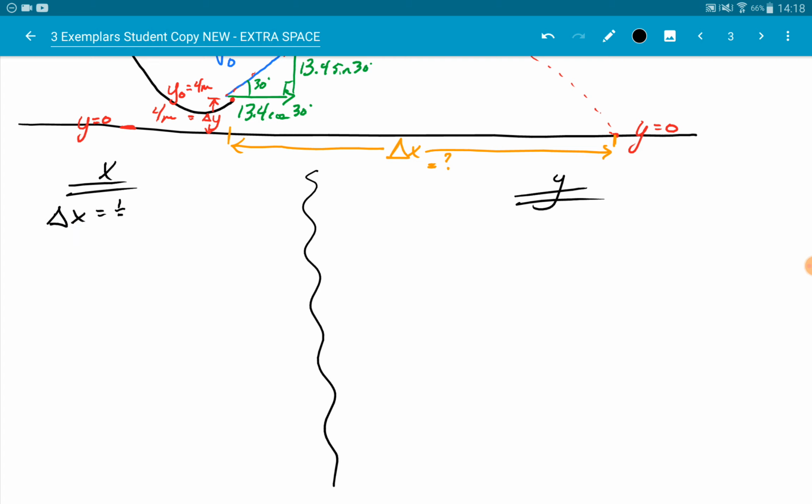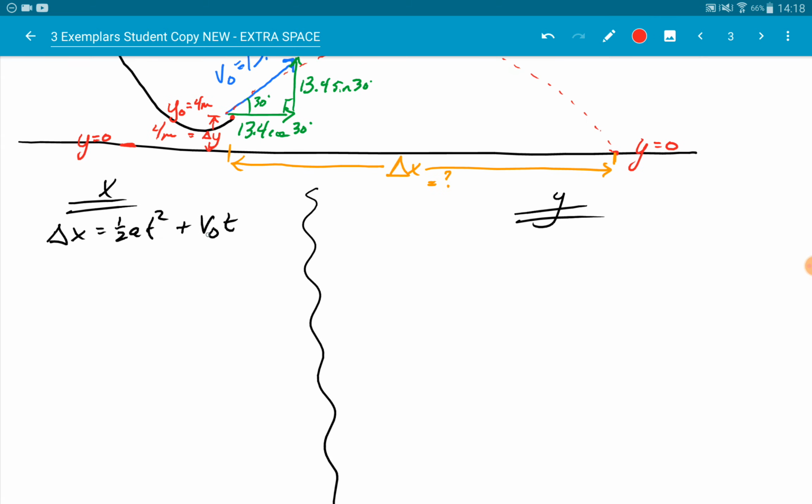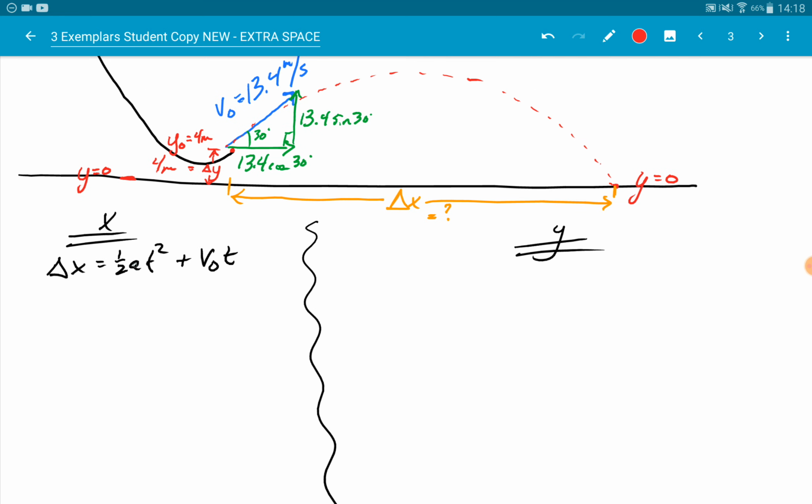Delta x is 1/2 a t squared plus v naught t. I go and put in some values that I know. The velocity in the x direction, I know what that is. Hey, what's the acceleration in the x direction?